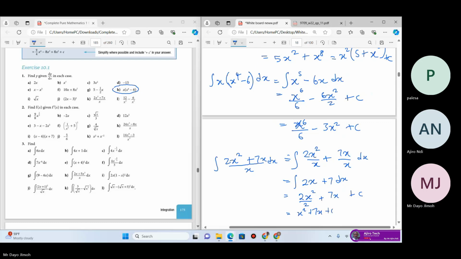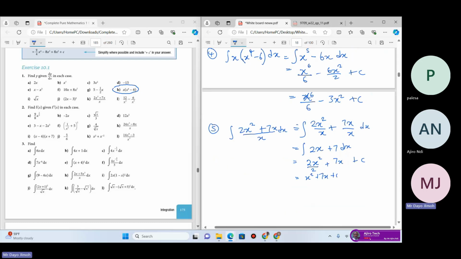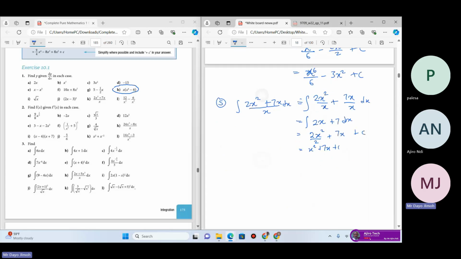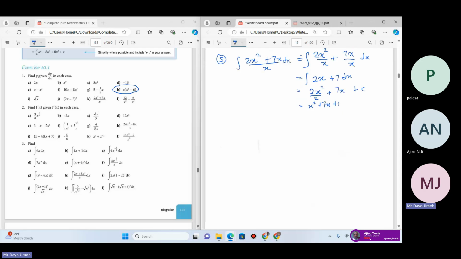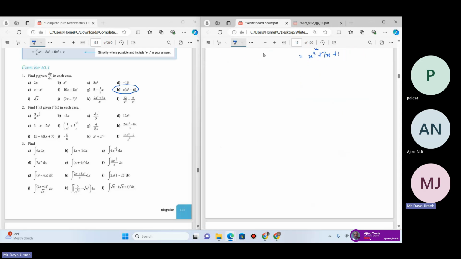Plus c. So now, let's say that the function is irrational. Like, let me say that I have number 6. y is equal to the square root of x. How can I integrate it? How can I integrate this?